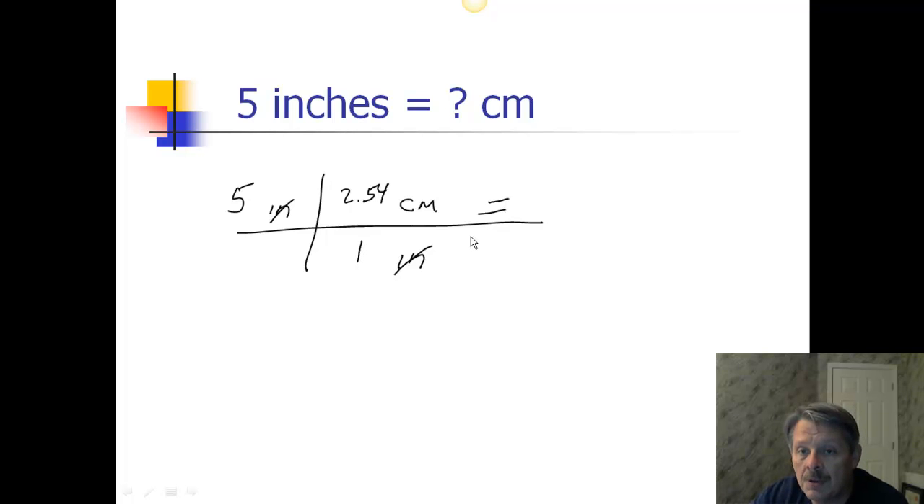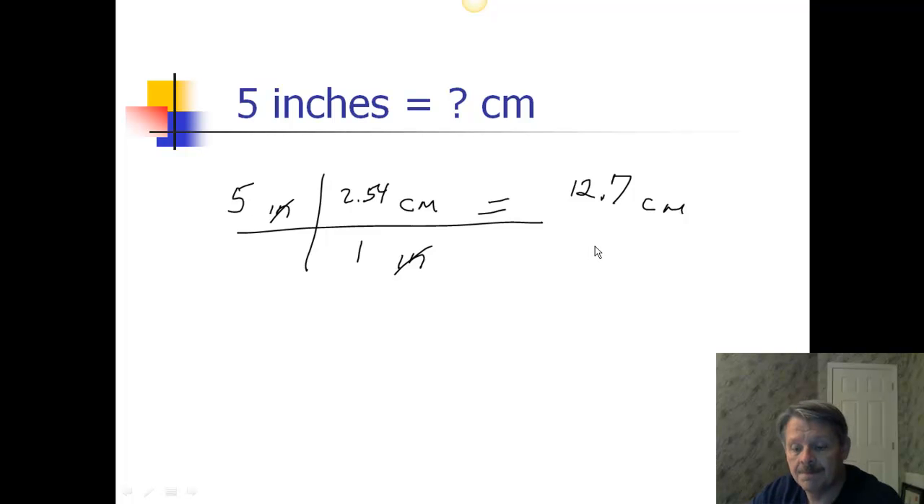So I'm going to multiply this out. And that's going to give me, let's see, 2.54 times 10 is 25.4. So it would be 12.7. How about that? 12.7 centimeters is my answer.